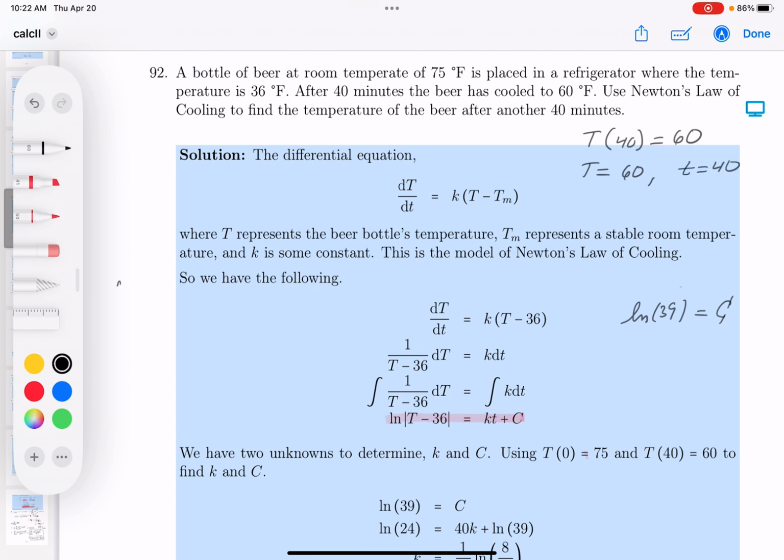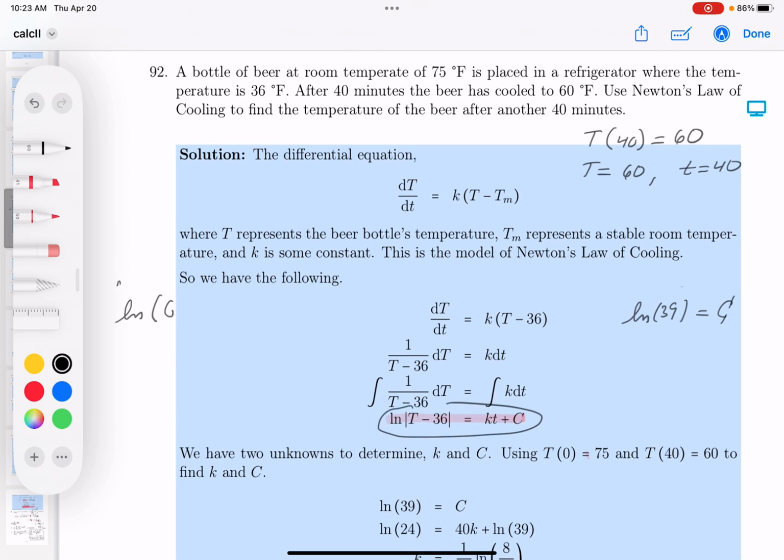Well, let's go for that now. What do I get? I get the natural log, and the t now is 60. Again, we're still using this over here. So it's going to be 60 minus 36 equals k. I don't know what k is. I do know that t now is 40, though. And then what do I get? I get plus c, and I know C, it's over here, C is the natural log of 39.